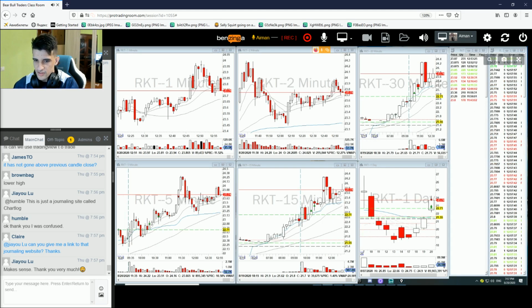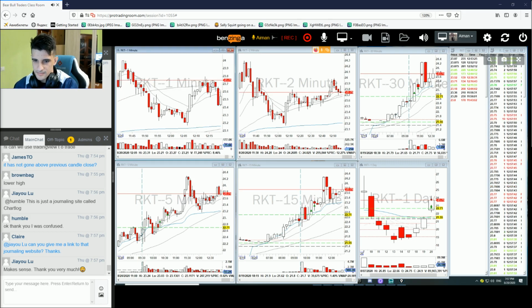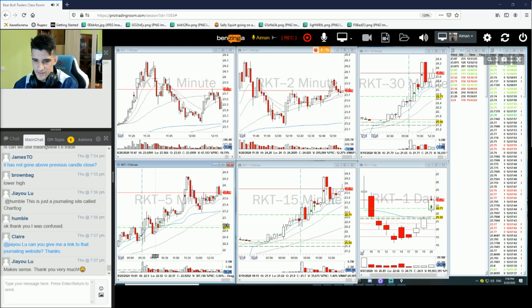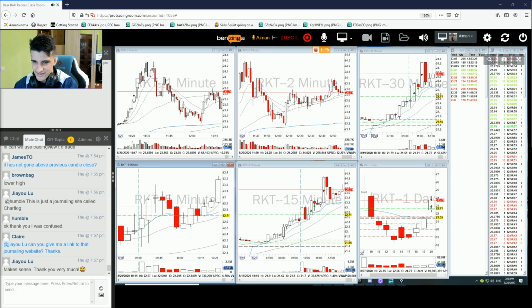It was not a parabolic reversal. This was an ABCD pattern setup. And tell me guys, why did I take it to the long side here?